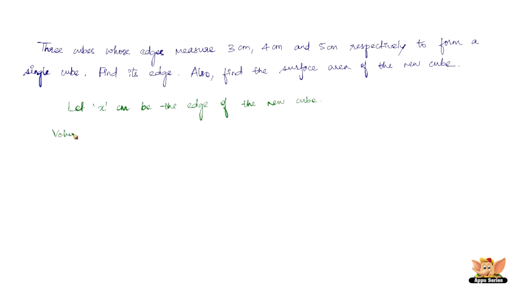Now the volume of the new cube is going to be the sum of the volumes of the 3 cubes. Right, so each cube measures what? 3 centimeters. So the volume of the 3 centimeter cube will be 3 cube, because it is LBH, right? When L, B and H are all equal, it's going to be 3 cube. And the volume of the cube that measures 4 centimeters is going to be 4 cube. The volume of the cube that measures 5 centimeter is going to be 5 cube. And therefore, the resultant cube's volume should be x cube, because each side is going to be x, right?